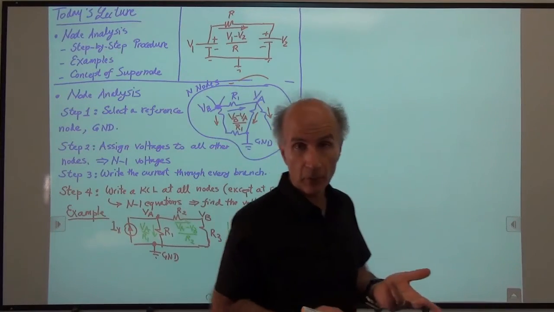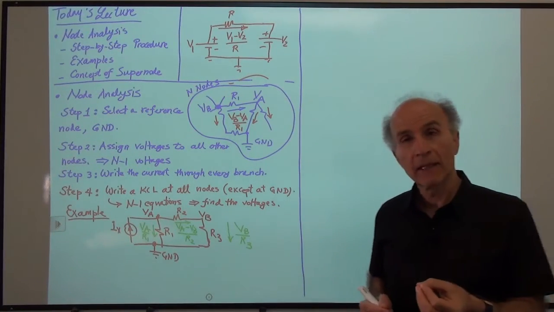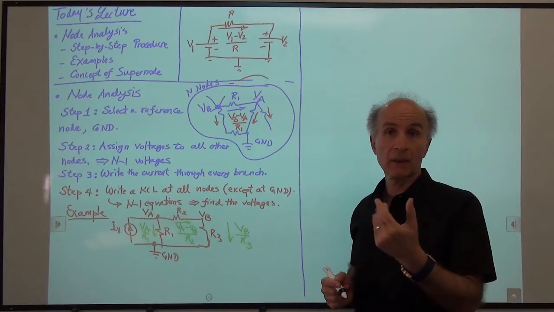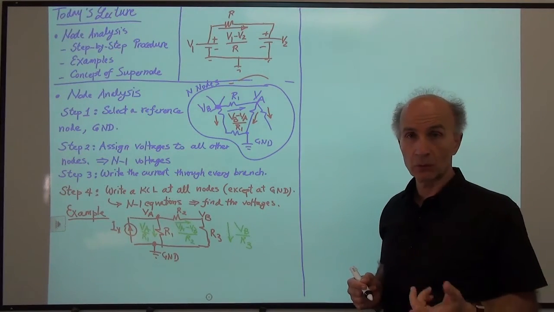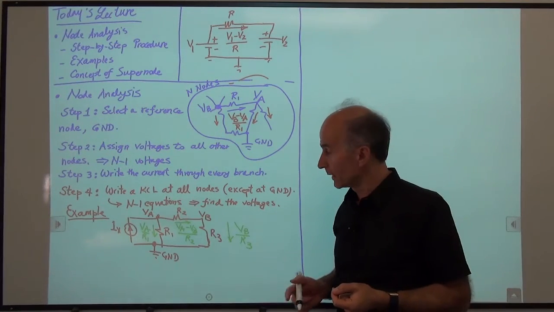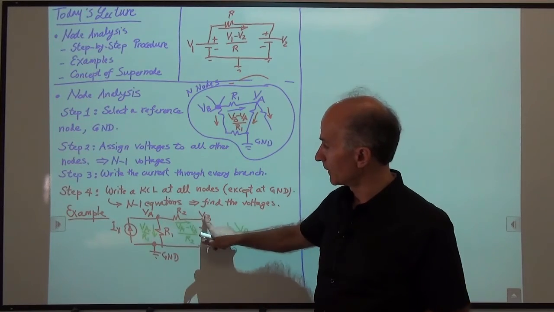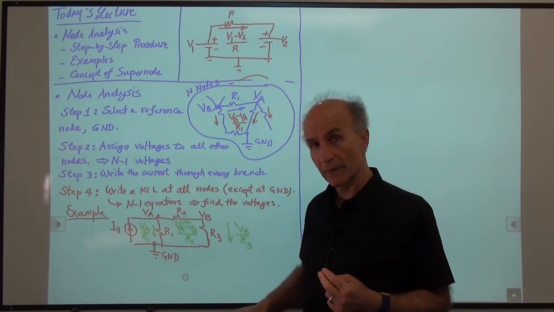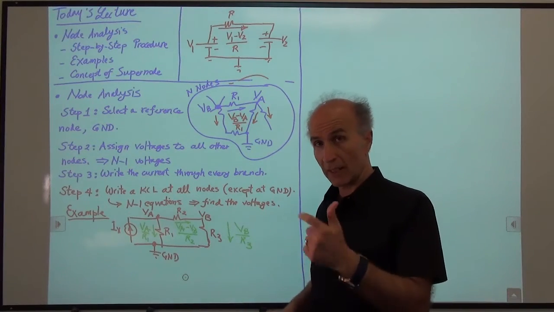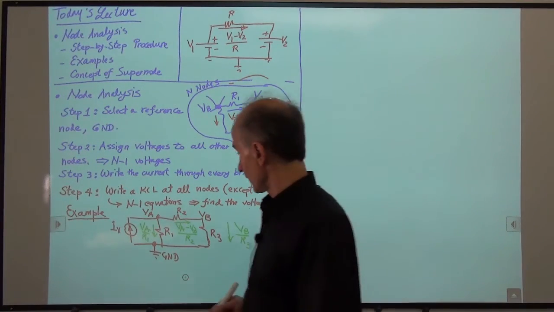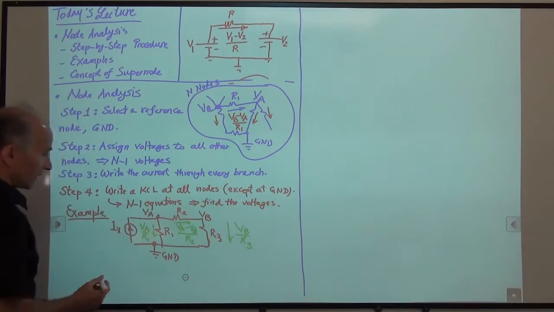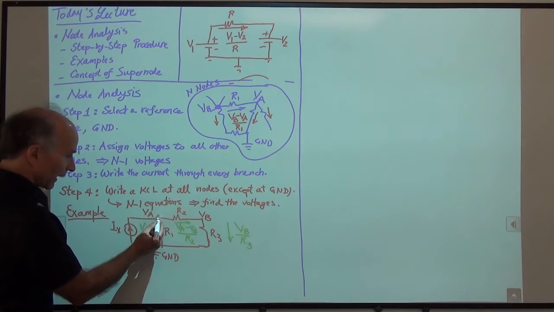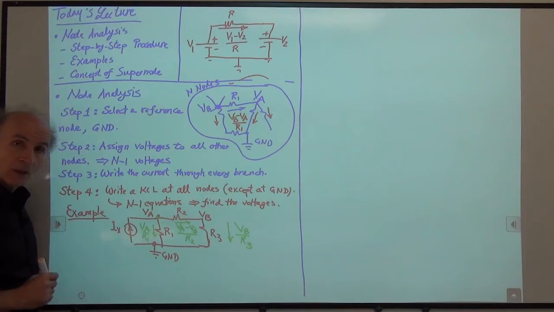Now we go to step number 4 and write a KCL at all of the nodes that would accept the KCL or would give us meaningful information. Because we have 2 nodes besides the ground node, we will write only 2 KCLs. After all, we have only 2 unknowns, VA and VB. Okay, so let's do that. Let's write a KCL at this node, node A. How do we do that?